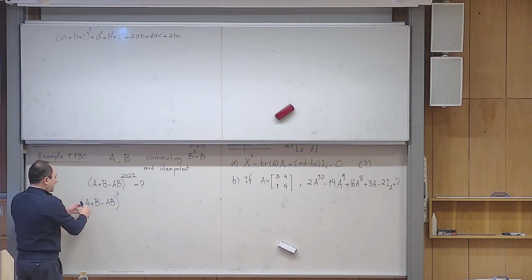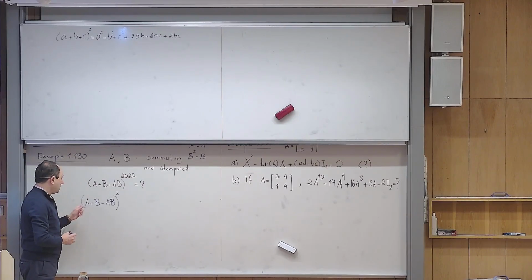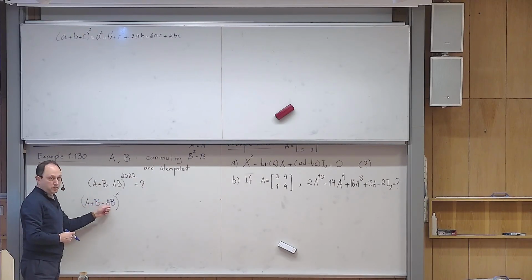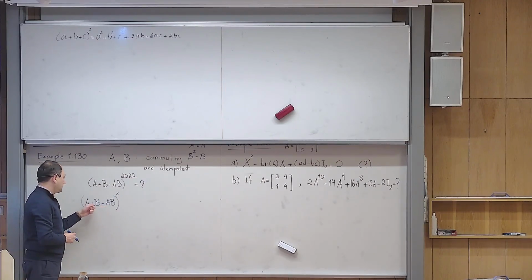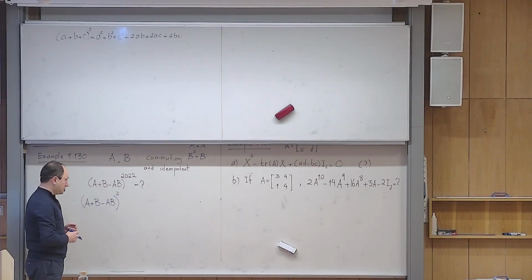Okay, so do you think A and AB also commute? Because if I want to use that identity I just mentioned, I not only need A and B to be commuting, I also need that A and AB are commuting. I also need that B and AB are commuting. Okay, so I have to check that one first.